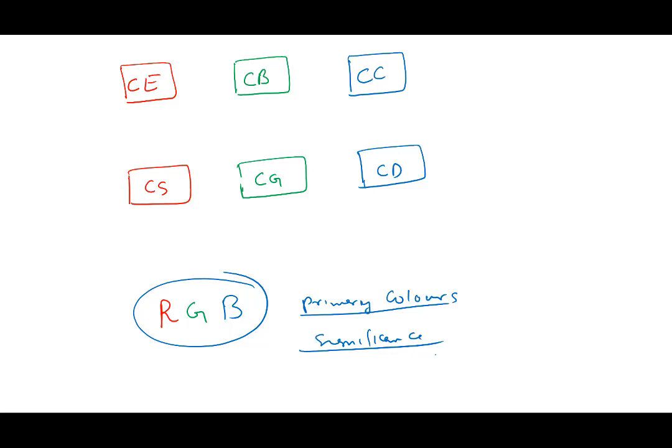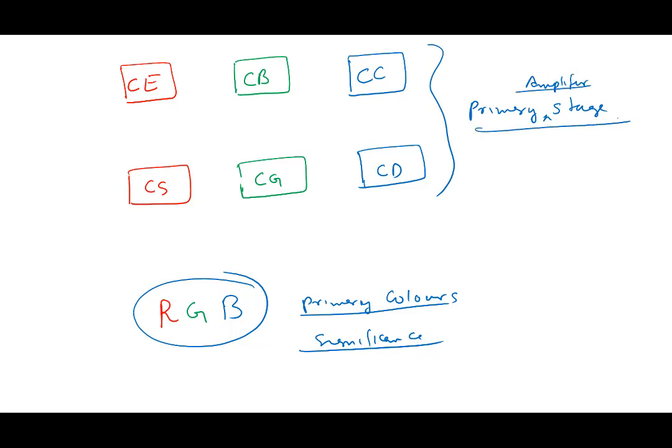Now, why have I drawn this? Common emitter in red, common base in green, and common collector in blue. Whichever complicated amplifier you look at is actually made up of some common emitter, common base, common collector, or some common source, common gate, and common drain. So these are like the primary colors; these are primary amplifier stages.